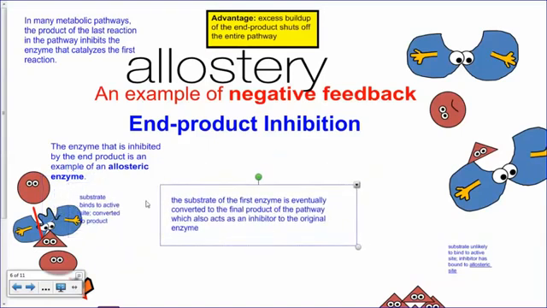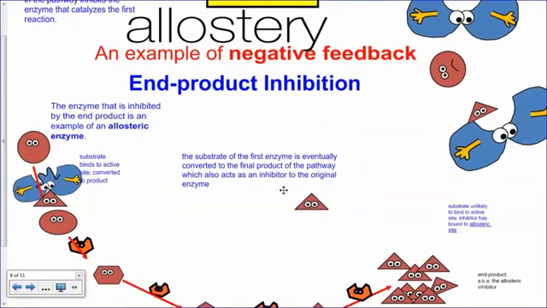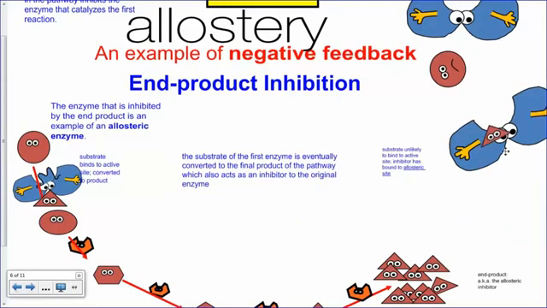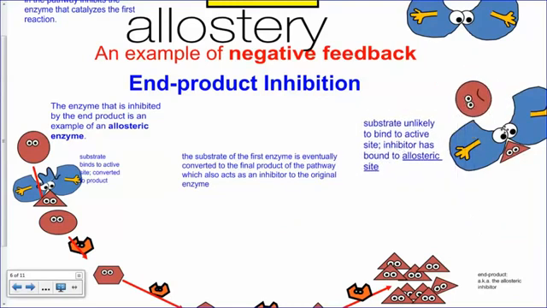And the substrate of the first enzyme is eventually converted to the final product of the pathway, which also acts as an inhibitor to the original enzyme. And here, if the inhibitor is actually bound, well, the substrate is unlikely to be able to bind after the whole shape is actually changed right here. And this end product is also called the allosteric inhibitor.